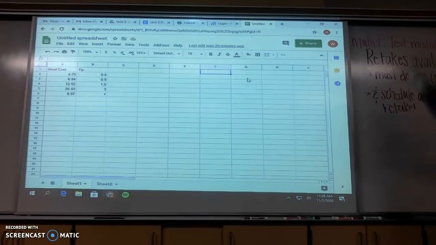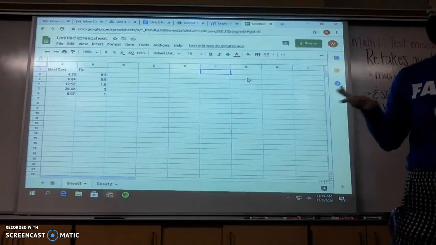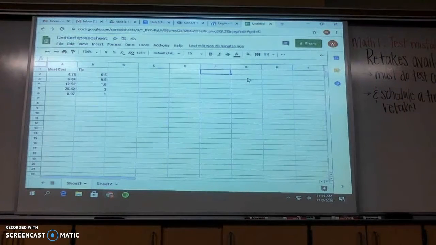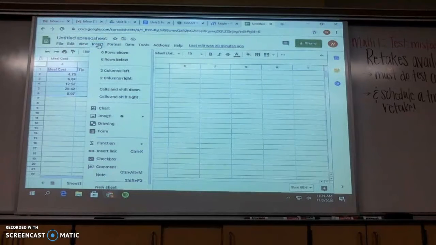Information should look something like this. I just kept this one nice and short and sweet so that we can see the difference between the two. So what you're going to do is click and highlight over all of this information right here. And again, this will be on the test tomorrow, so this will take some practice. You're going to highlight all the information, hit Insert, and come down here and pick Chart.